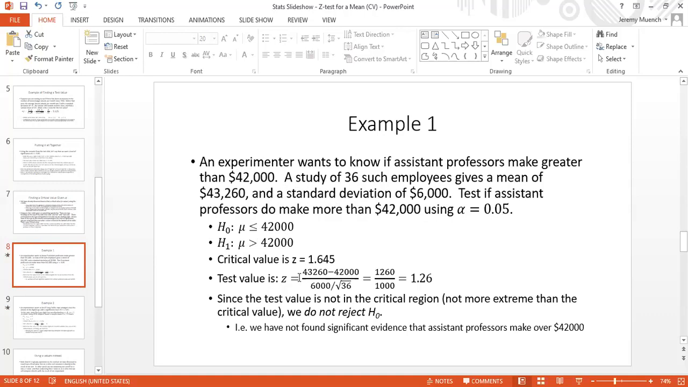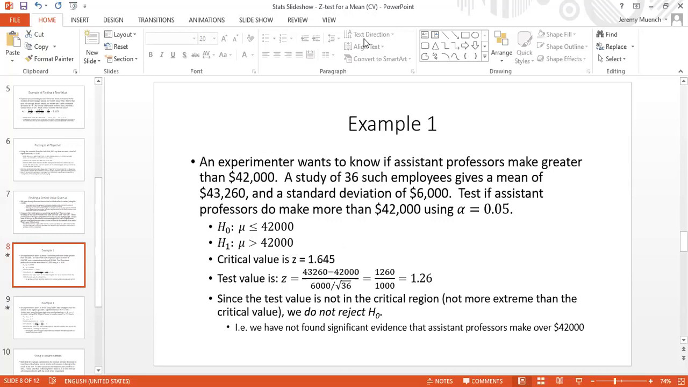Our test value is the sample mean minus our baseline, minus whatever we've assumed for the null, over the standard deviation divided by root n. So we get 1260 over 1,000, which is 1.26. 1.26 is not more extreme than 1.645. So this means this is not in the critical region.